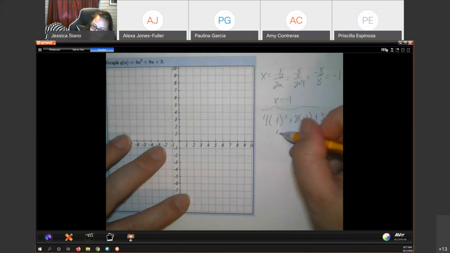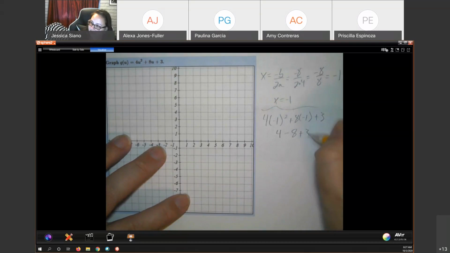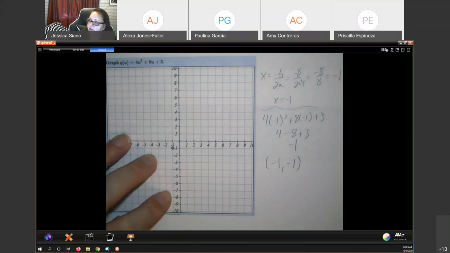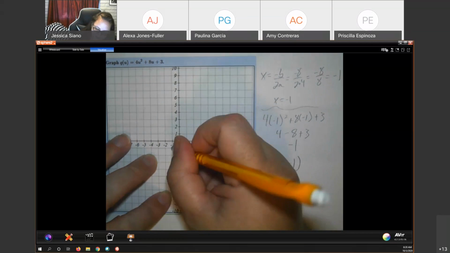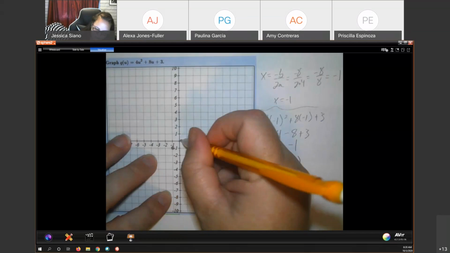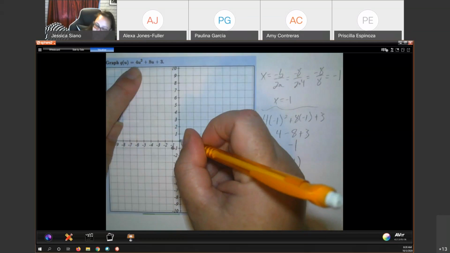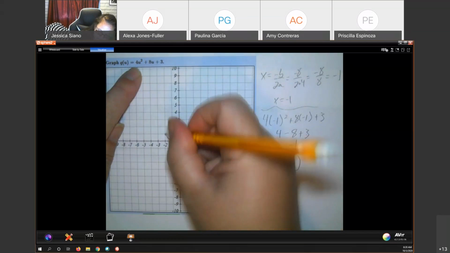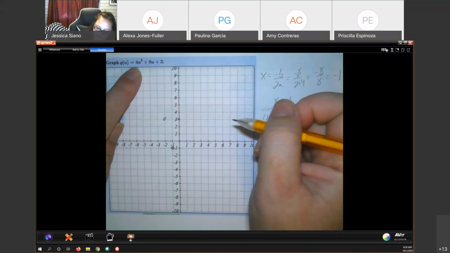-1 squared is 1, times 4 is 4, -8, plus 3. -4 plus 3 is -1. So my vertex is at -1, -1. And then from there, you can use your ratios. We know we go out 1, up 1 normally. But if this is a 4, then you go out 1, up 4. And there's your quadratic.